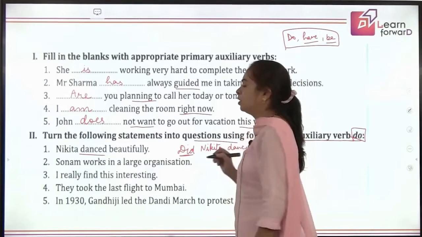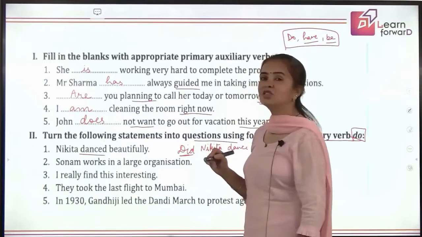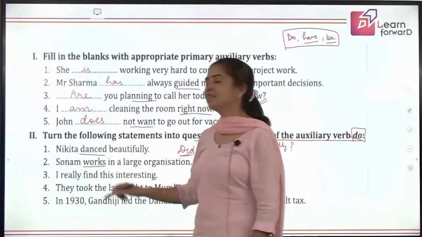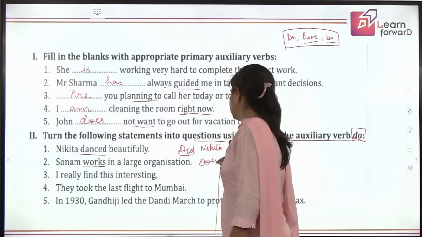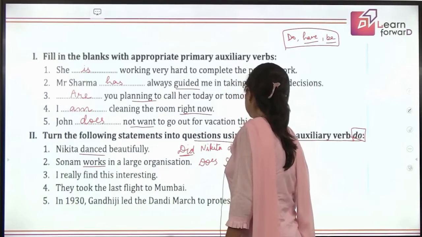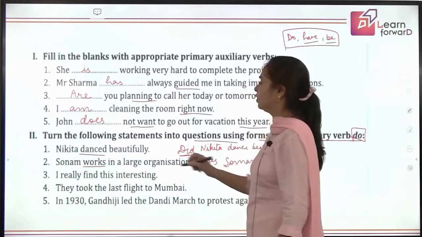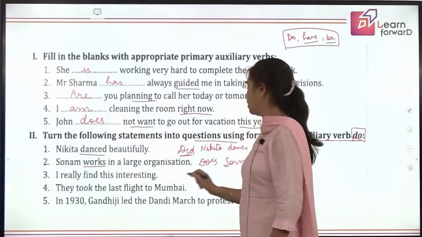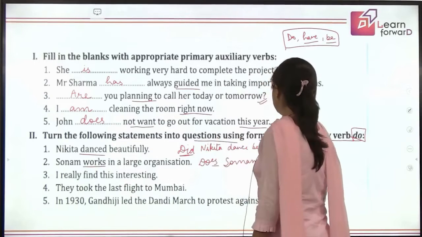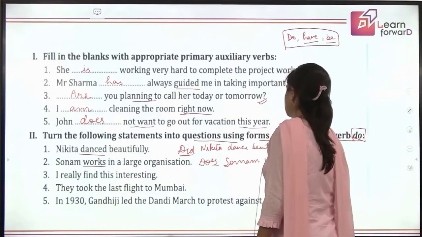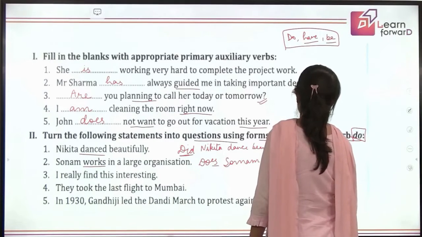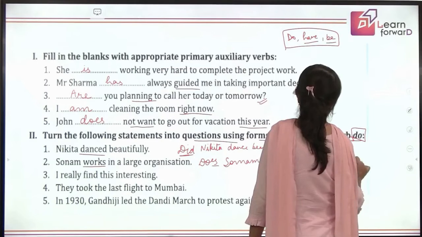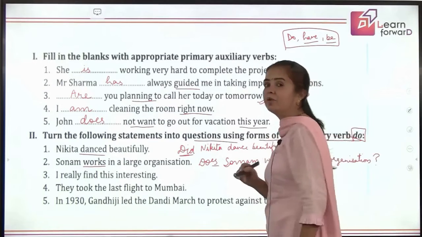Okay, coming to the next. Sonam works in a large organization. Now here, which tense is it? Present. So how will you start? Very nice. Does Sonam. Again, what you will remember is this s is already used with the helping verb, so we will remove it from here. Does Sonam work in a large organization? And a question mark at the end because it's interrogative.